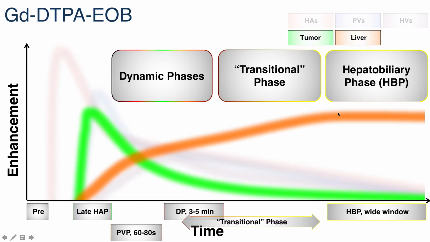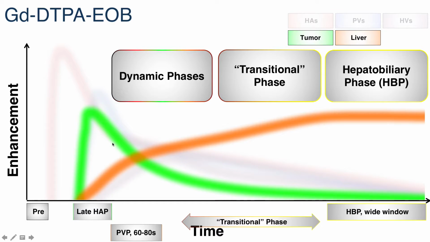So when we give gadolinium DTPA EOB, we have an arterial phase, we have a portal venous phase, we do not have a traditional delayed phase, instead we have a transitional phase, and then we have the hepatobiliary phase. This hepatobiliary phase has a wide imaging window, potentially several hours long, but typically we like to image at about 20 minutes.